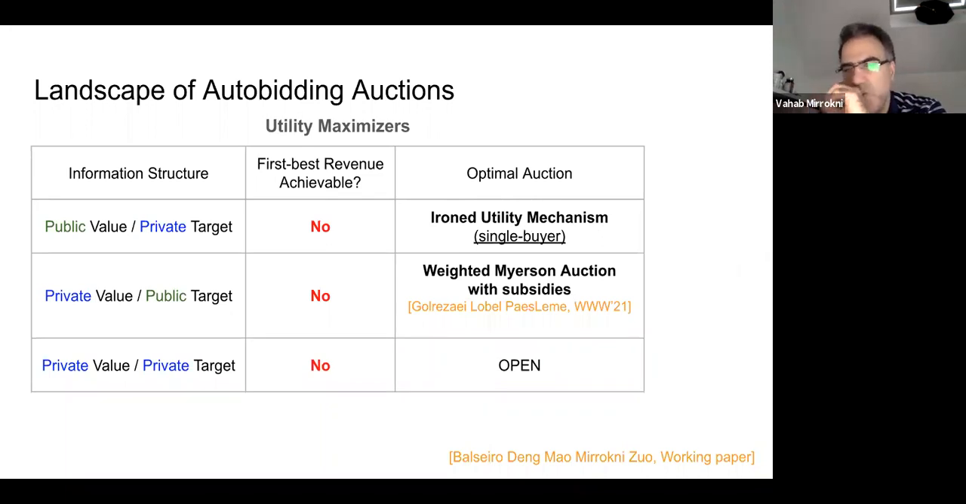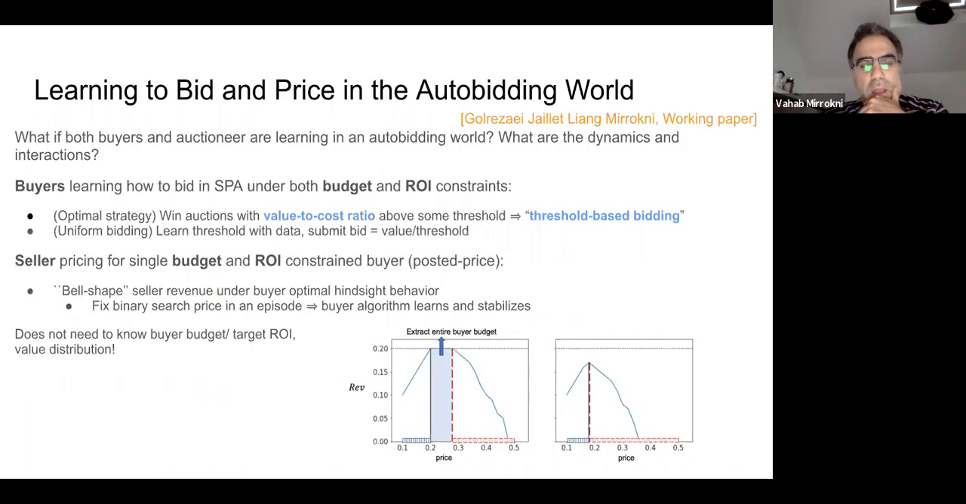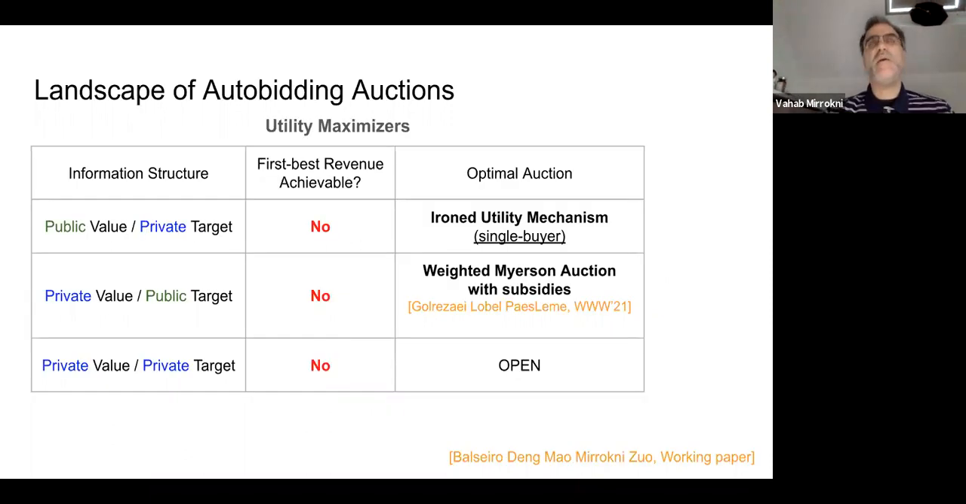For the case of utility maximizers, which is the more traditional economic utility modeling for buyers, we show that in these two scenarios we can characterize the optimal auction, at least for one buyer, but we also observe that the first best is not achievable. So that's the first attempt to understand the optimal auction in this new world of auto-bidding auctions, and there is more to be done in this space if you're working in mechanism design. Here we have been trying to understand the optimal auction from the seller's point of view, what is the optimal way of ranking or pricing.